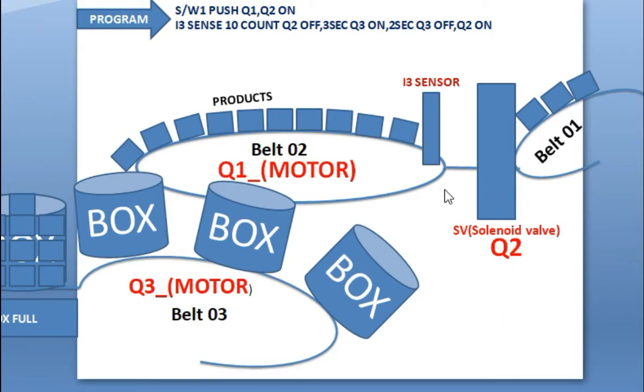I3 signals the solenoid valve, and all will be off. After 3 seconds, Q3 on. Q3 is the number 3 belt, which conveys the products in the box. This box contains these products. So friends, after 2 seconds, Q3 will be off.